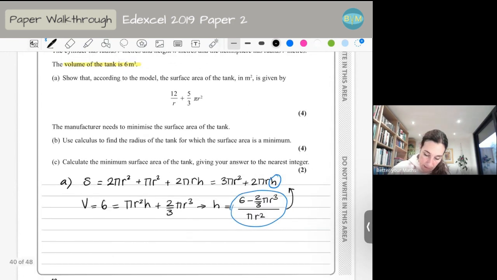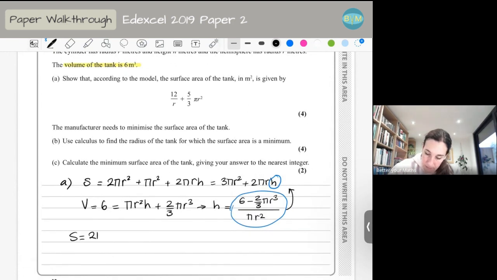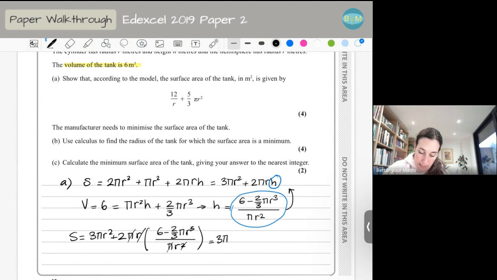So let's do that. I have that the surface area is, not 2, 3 pi r squared plus 2 pi r, and I'm going to write everything that I have. So times 6 minus 2 thirds pi r cubed, divided by pi r squared. What can we cancel? We can cancel this pi and 1 r. And then we have 3 pi r squared plus, I'm going to expand the bracket. So I have 2 times this 6 and divide by this r. So 2 times 6 is 12 divided by r.